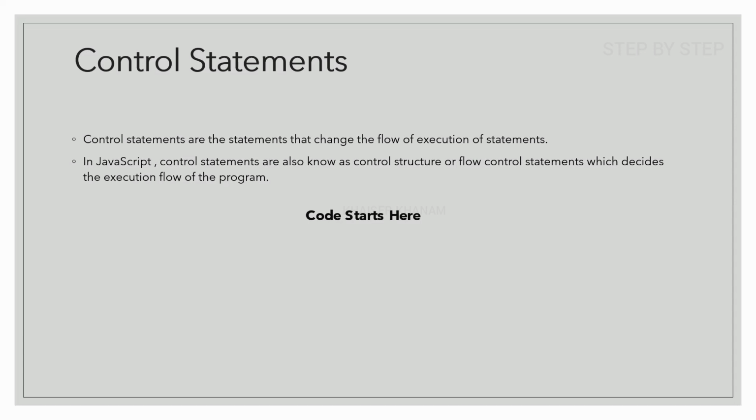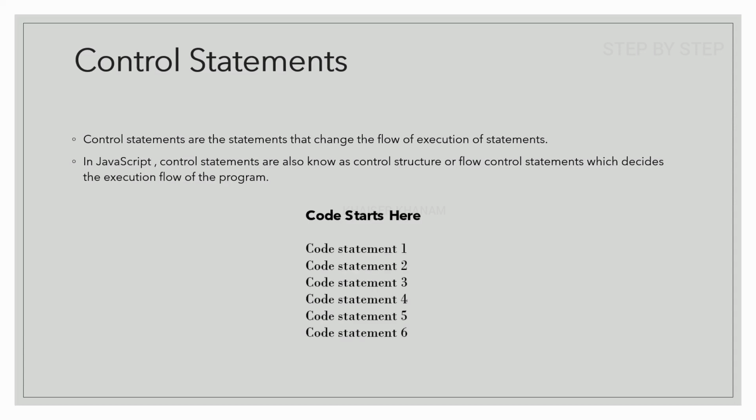Here is my code. My code will be starting here. And inside my code, I have written some statements, like I have just written the code which I want to execute. After that, my code is ending. Now what happens? First, my code statement 1 will be executed. Then code statement 2 will be executed, then 3 will be executed, then 4, then 5, then finally 6. One by one, our code will execute in JavaScript.